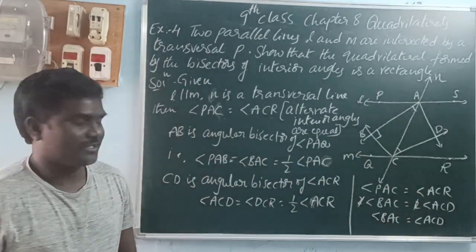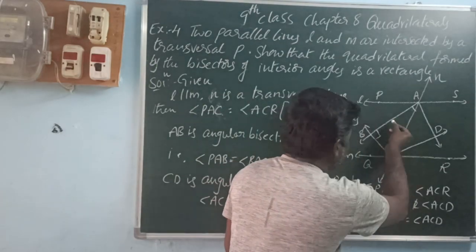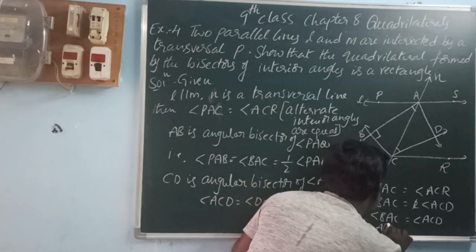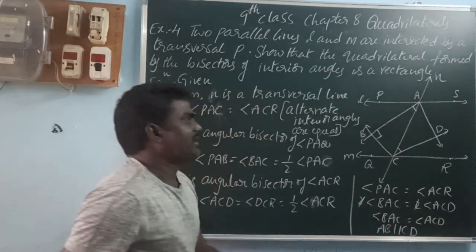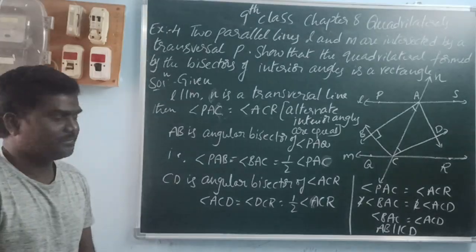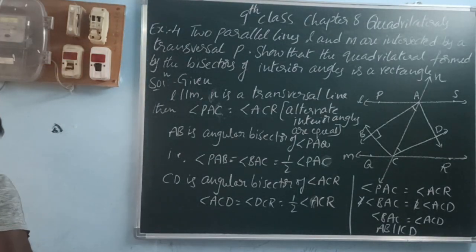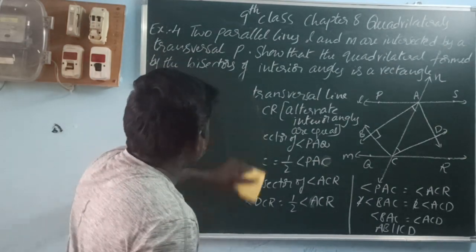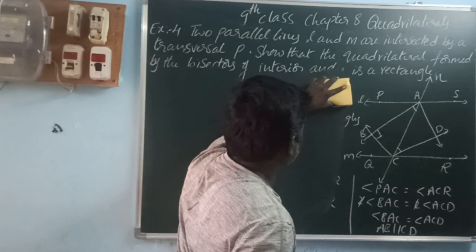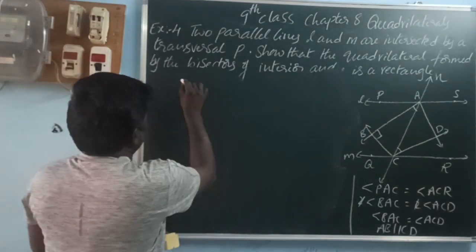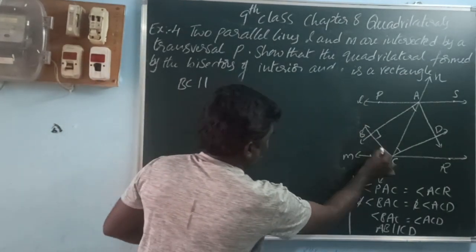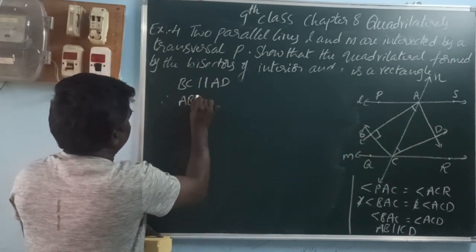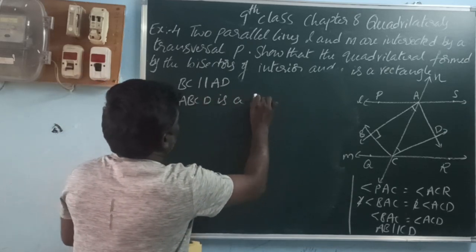These are alternate interior angles and they are equal. So by the conditions of parallel lines, AB is parallel to CD. In the same process, BC is parallel to AD. Therefore ABCD is a parallelogram.